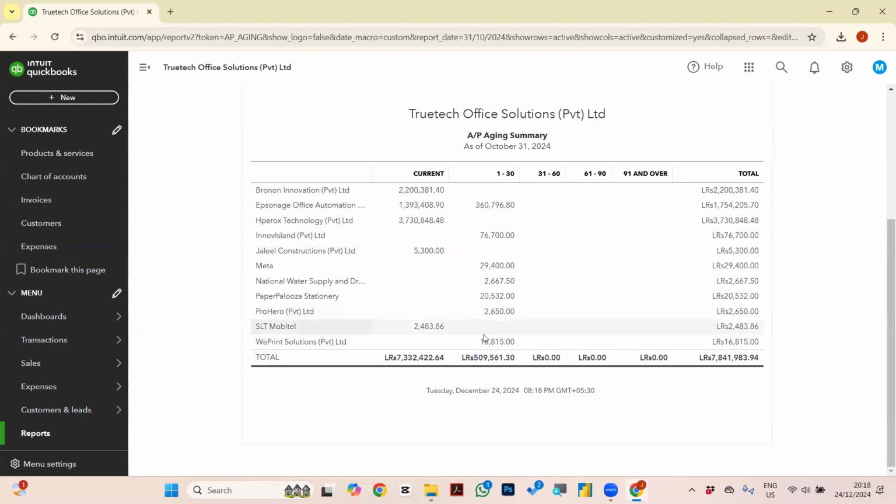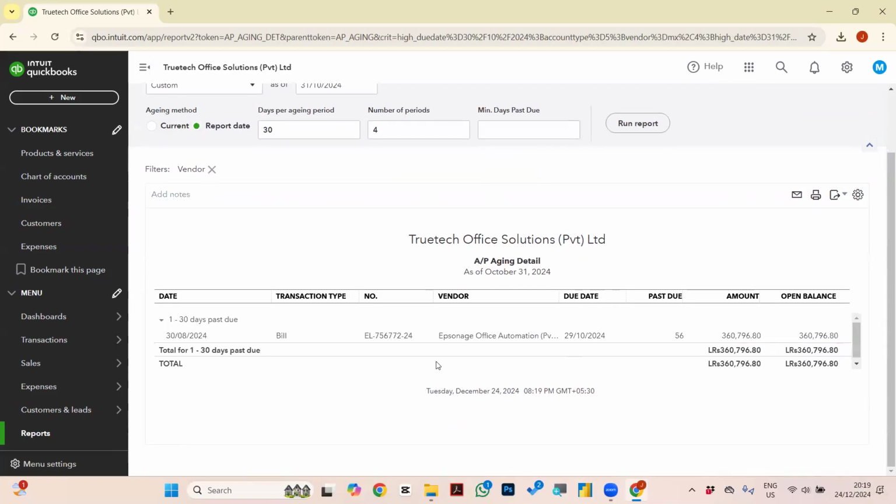So this is how the information looks. We don't have any old bills. We are a good company. We pay on time. So this is how you check the payable. Now, if you click here, it will show you what are the transactions related to this. Only one bill here. So 56 days are overdue. So we need to pay them.